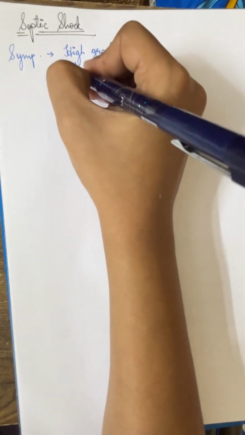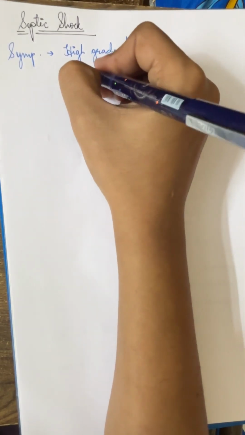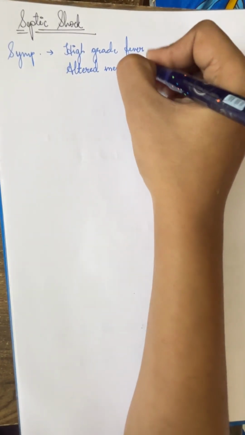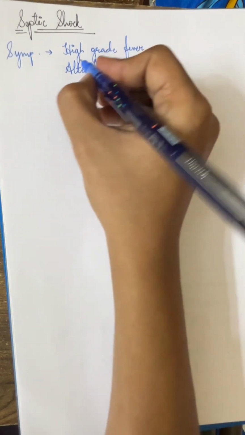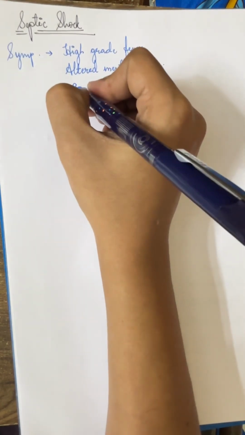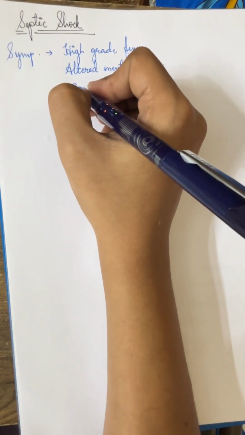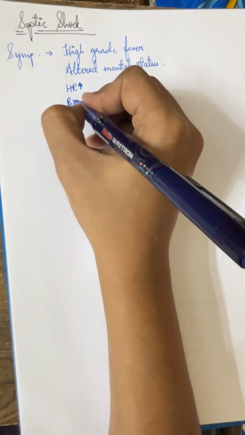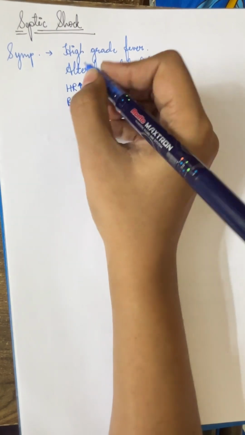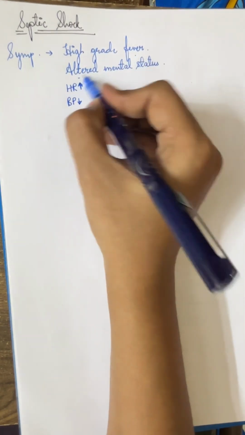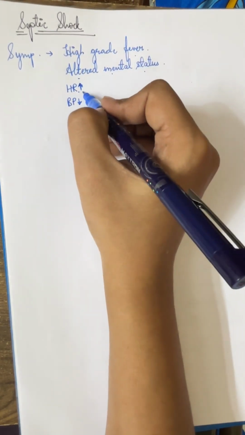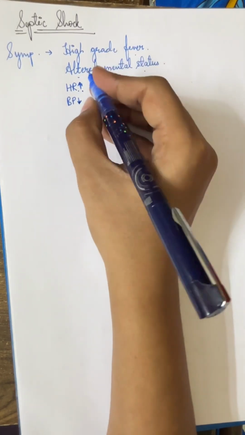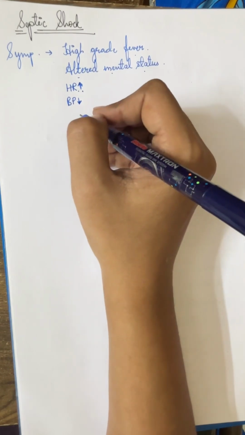There is altered mental status. Heart rate is increased, that is tachycardic, and hypotensive, BP is less. So high grade fever, altered mental status, increased heart rate, that is tachycardia, and low BP. The patient will present with the following symptoms.